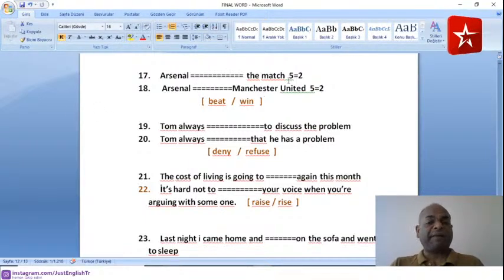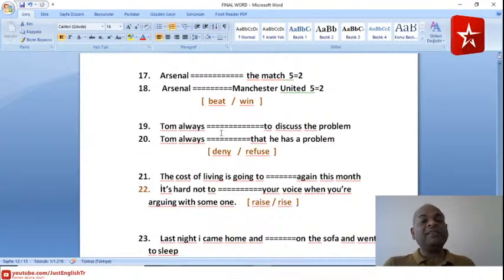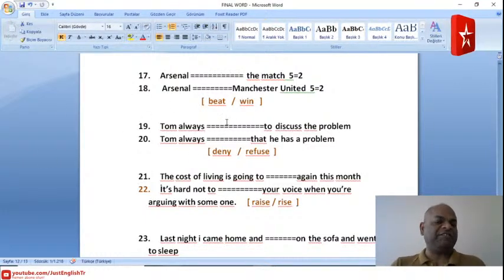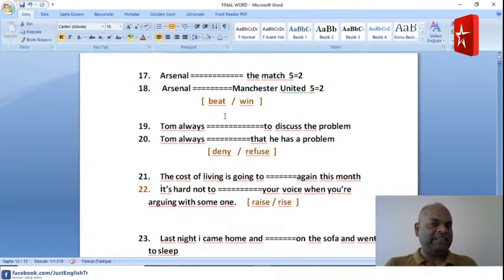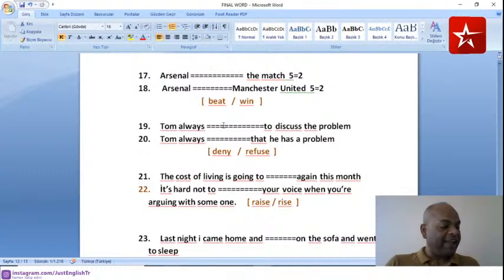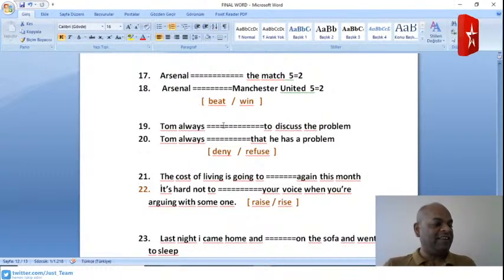Let's do number 17 and 18 together. Arsalan dash the match 5-2 and 18 is Arsalan dash Manchester United 5-2. Your two words are beat and win. So which one do you think is number 17 and which one could be number 18, students? Let's try it. What is number 17 and what's number 18?